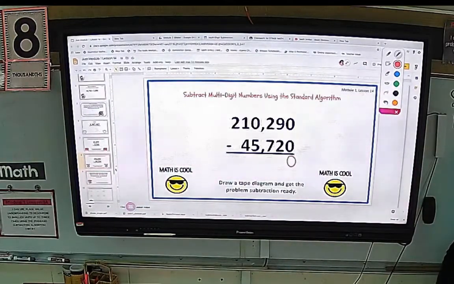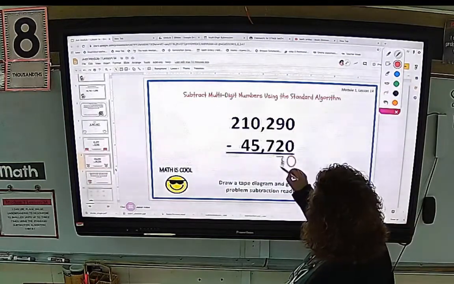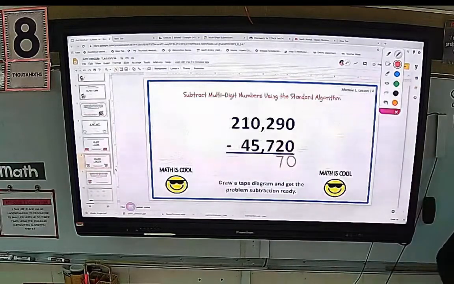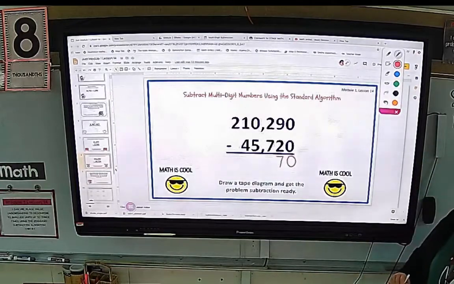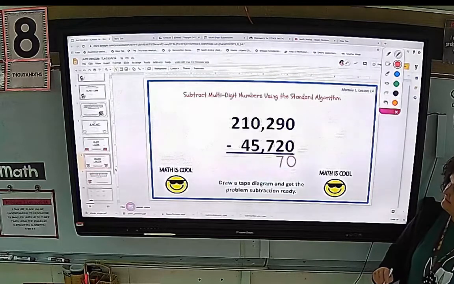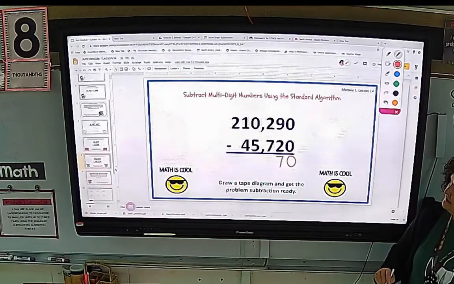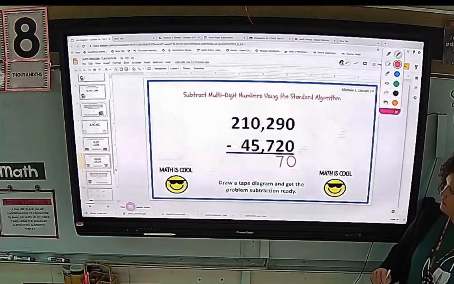Reagan, what did you do next? Subtracted 9 minus 2 and I got 7. Okay, 9 take away 2, or 9 minus 2 is 7. Okay, Will, what'd you do next? I had to borrow from, I boxed up all the 210 and made it 209. Okay. And made the 2 a 12.